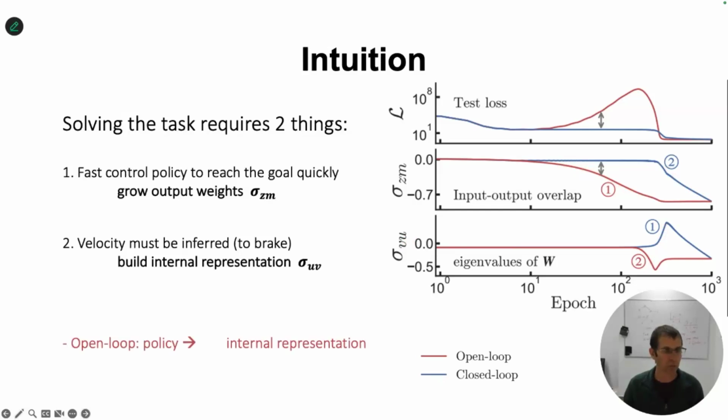So the open loop first does policy and only then internal representation, and the closed loop is the opposite. The reason is that open loop learning does not see the consequences of its actions. It can just push as hard as it wants on the outputs because the teacher, the expert, the open loop supervisor will pull the brakes for it, so it doesn't have to worry about it. Whereas the closed loop feels the consequences of its actions and therefore puts more emphasis on the internal representation.